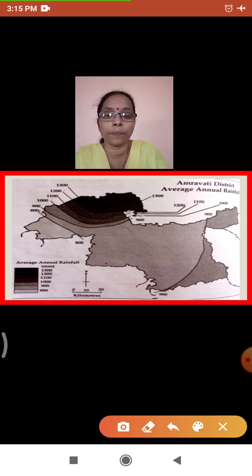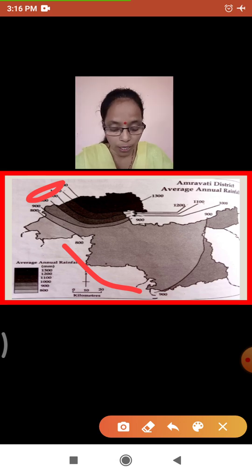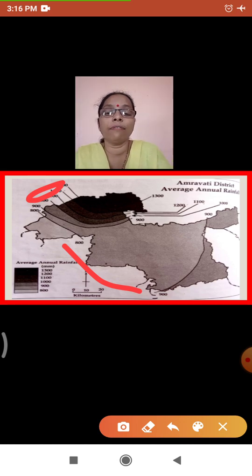Can you tell me? Yes, it is the northern part that is showing more rainfall. And where will you find it decreasing? Yes, it is decreasing towards the south. The rainfall is decreasing towards the south. Now, what is the lowest value of rainfall you can see on the map?